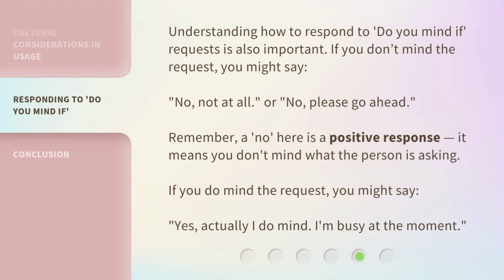Understanding how to respond to "Do you mind if" requests is also important. If you don't mind the request, you might say, "No, not at all," or "No, please go ahead." Remember, a "no" here is a positive response. It means you don't mind what the person is asking. If you do mind the request, you might say, "Yes, actually I do mind. I'm busy at the moment."